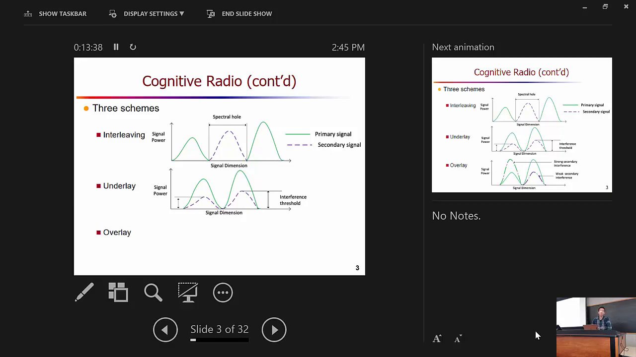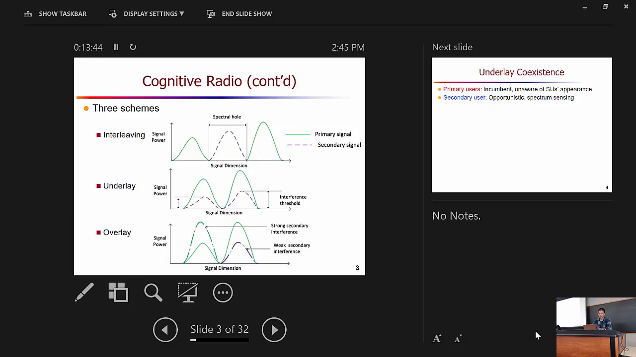Yes, exactly. They coexist on the same spectrum at the same time. For overlay, it's more complicated actually. When the second primary signal is low and the second can be very high, you can use some kind of successive interference cancellation to decode your primary signals. I think the most interesting part is the second one, called underlay.